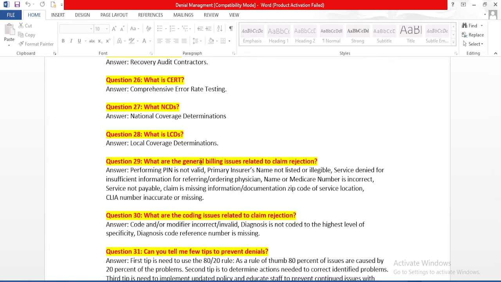In these determinations we have CPT codes as well as ICD codes. So whenever there is a procedure, we need to check the LCD or NCD based on the payer requirement in the NCD LCD's website or available resources.